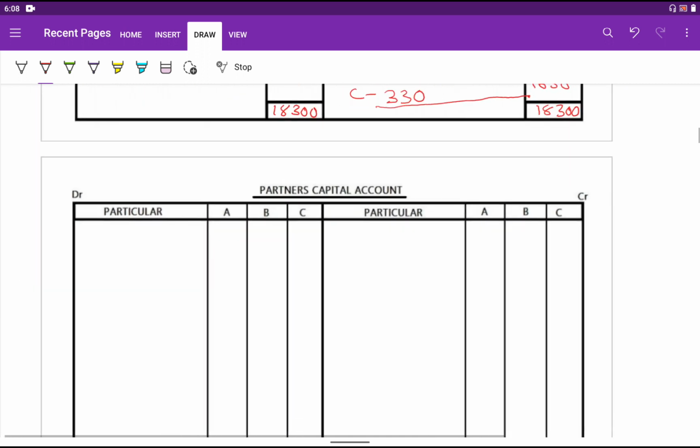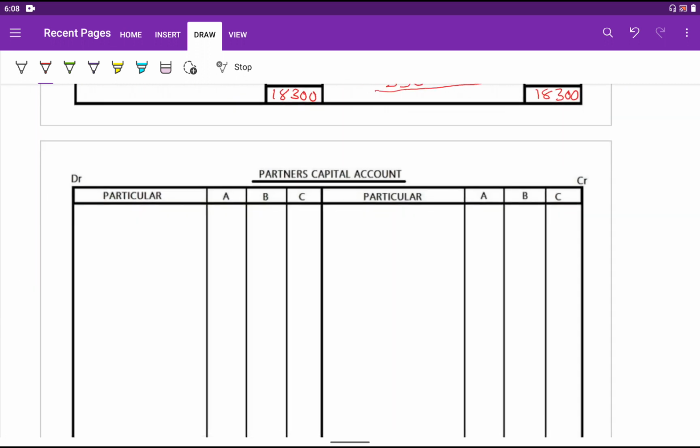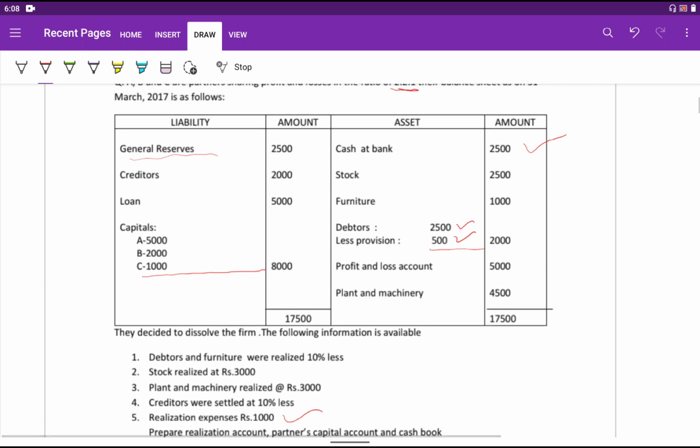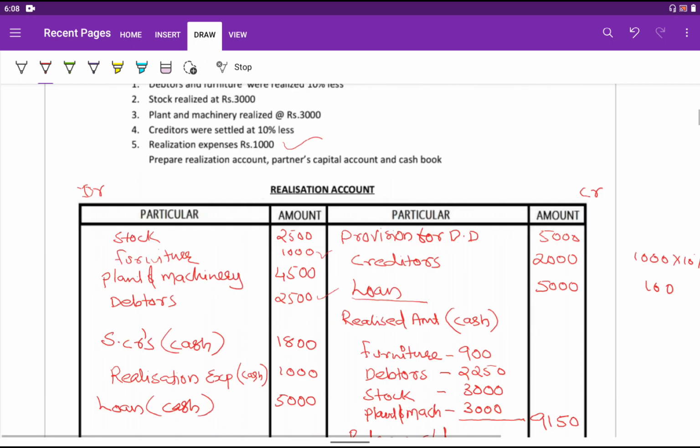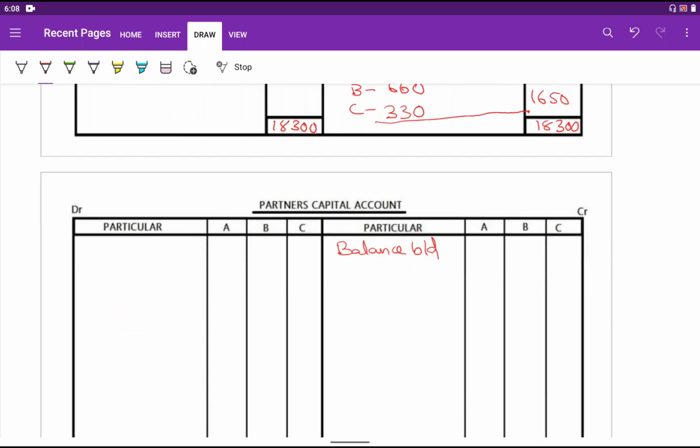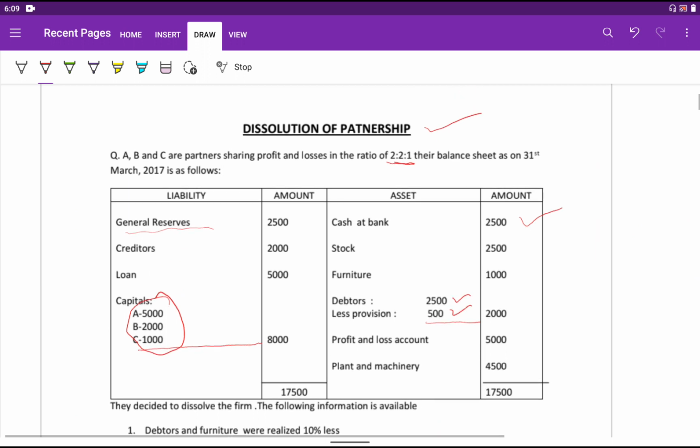Now we will directly go to the partners capital account. How can we do the partners capital account? We will start with the opening balance, which is given in the old balance sheet: 5,000, 2,000 and 1,000. For A it is 5,000, for B it is 2,000, for C it is 1,000. Now we can transfer all the accumulated profits and losses.